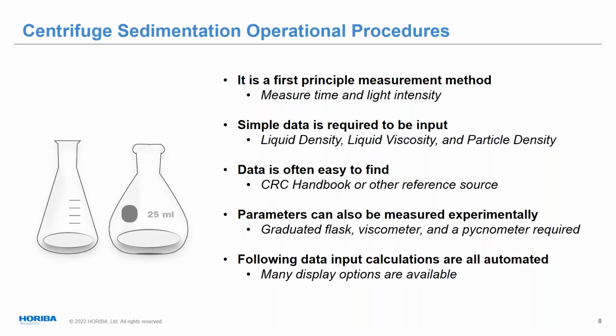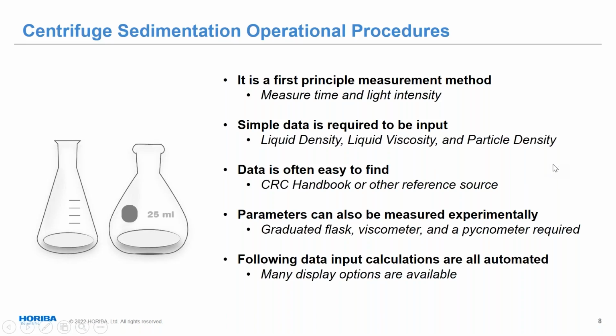Now, as I was just pointing out on the previous slide, a lot of these numbers you can just look up in your CRC Handbook. I mean, liquid densities, even as a function of temperature, are pretty easy to find. Viscosities can be found, and the particle density can also be found there. So in many cases, it's not that hard to input this, and you're away and running: put your sample in, and out will come your data.